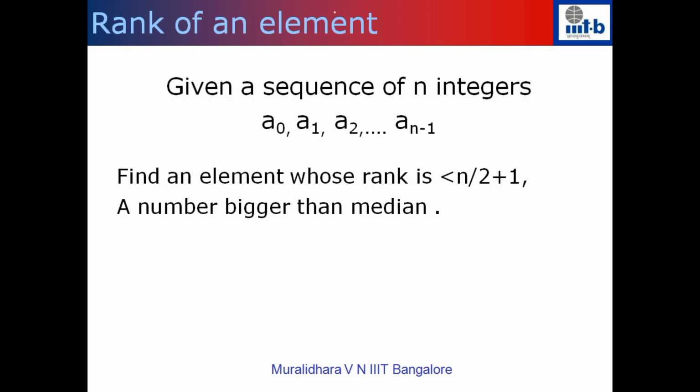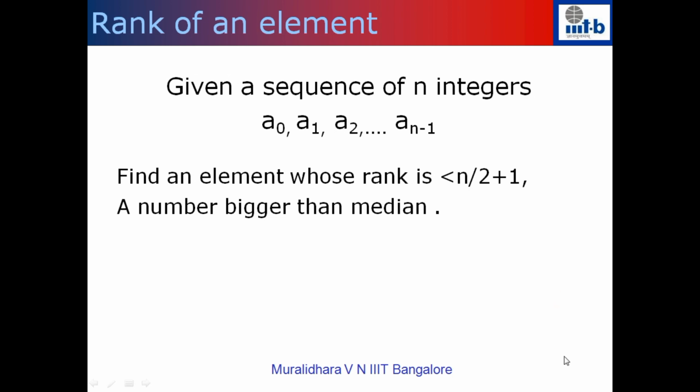So the example could be that there are about 50 million people paying income tax in India. So we don't know how much each of these individuals are paying. We don't even know the median. But given the amount of tax 50 million people have paid, we want to just get an idea. So you just want a number which is bigger than the median. So what's the problem? You're given a sequence of numbers, and we need an algorithm which gives us a number which is certainly bigger than the median.